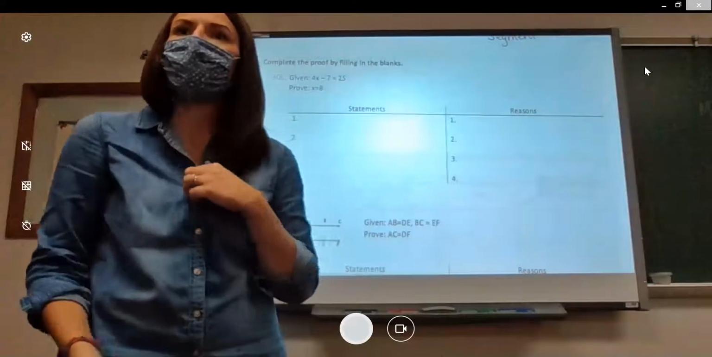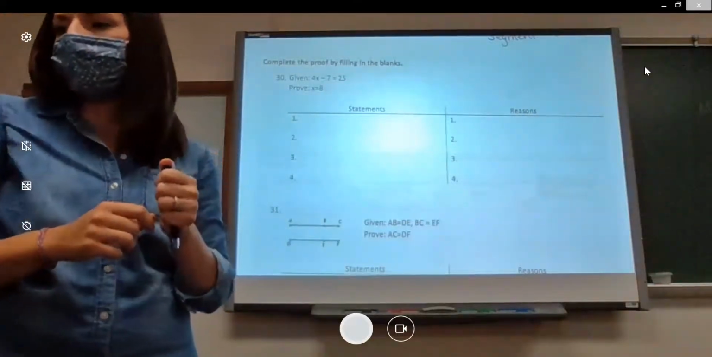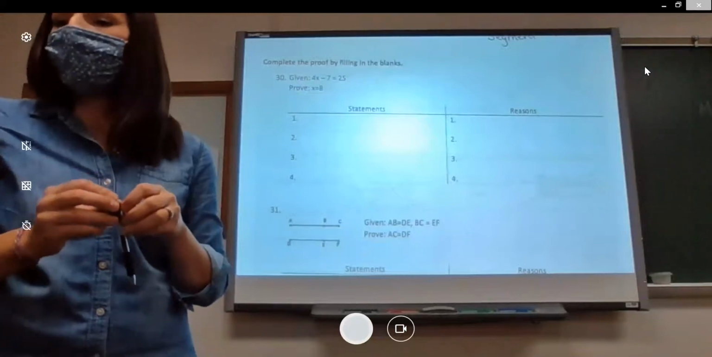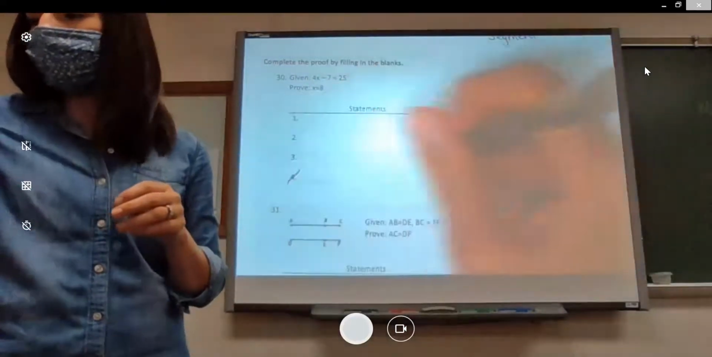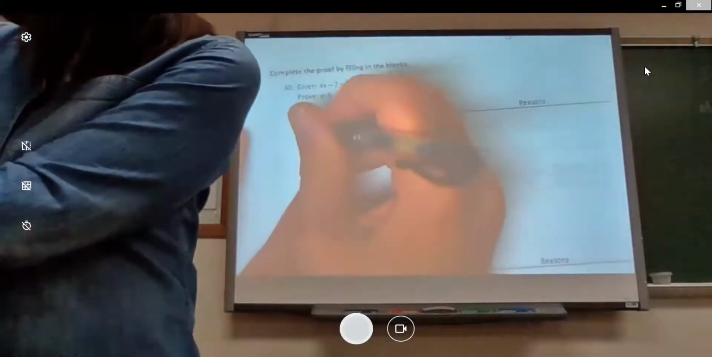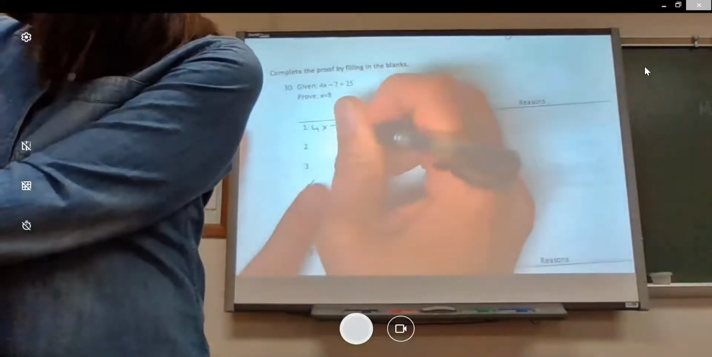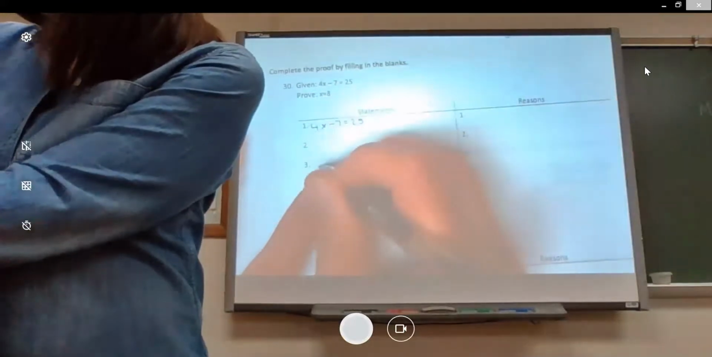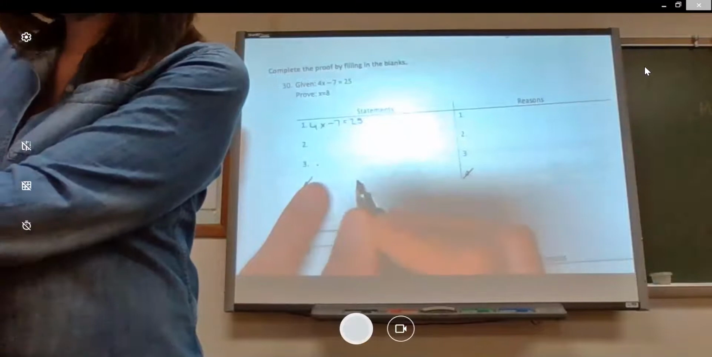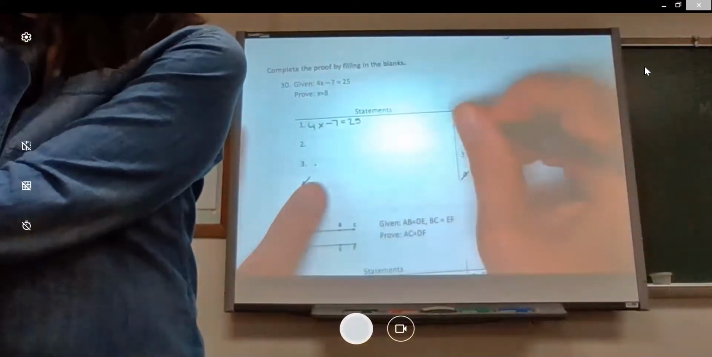Yeah, Gemma. Do you put the given on number 1 and the prove on number 4? Yes, but on this one, there's actually an error and there's only 3 steps. So if I were to fill this in, I know that this should be here, and I know that x plus 8 should be here. So if you want to fill those in first, absolutely. This is given.